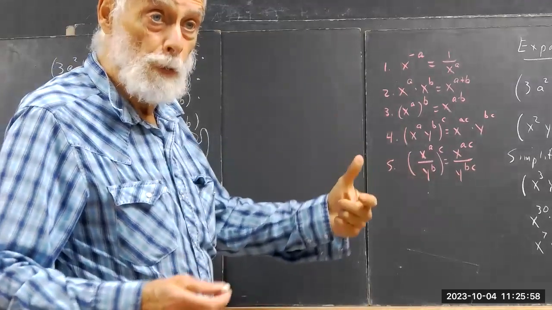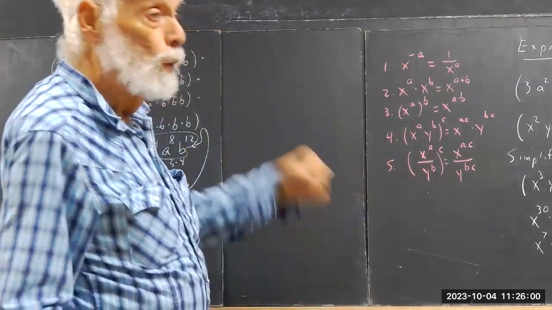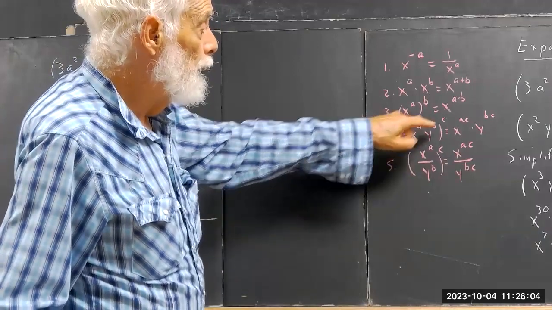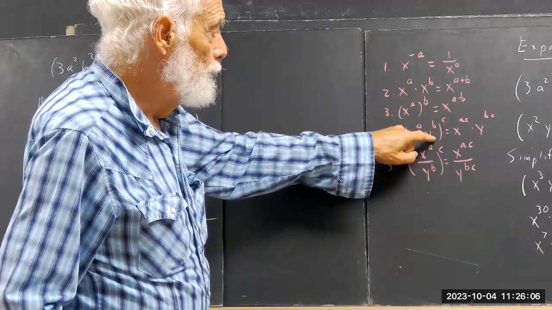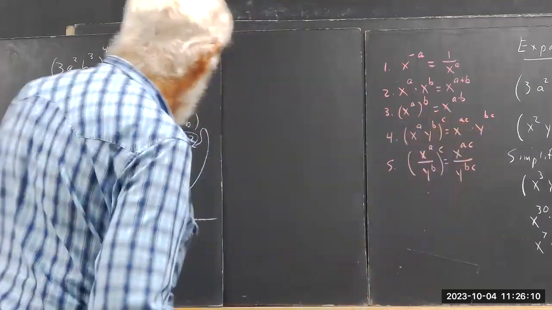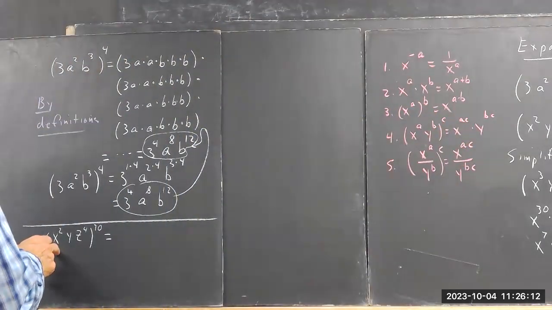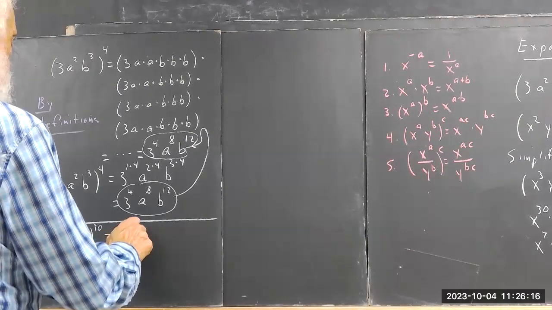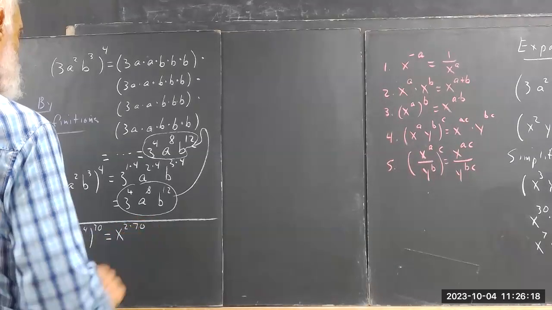You can visualize that, or you can just use the rule. You should be able to do both. You should understand why the rule works, so you don't forget the rule or get mixed up. We got x to the a to the c, y to the b to the c. So that's x to the ac, y to the bc. So we have x squared to the 70th is x to the 2 times 70.